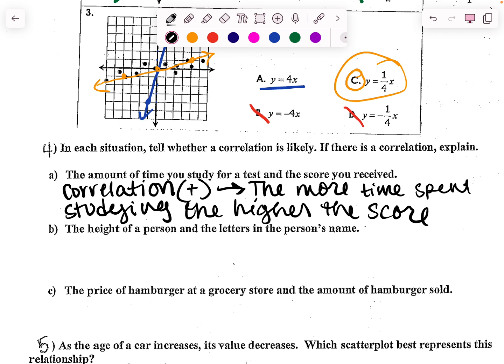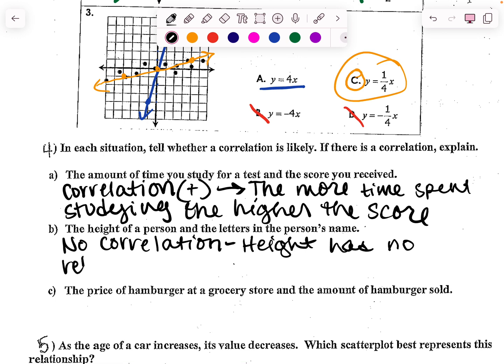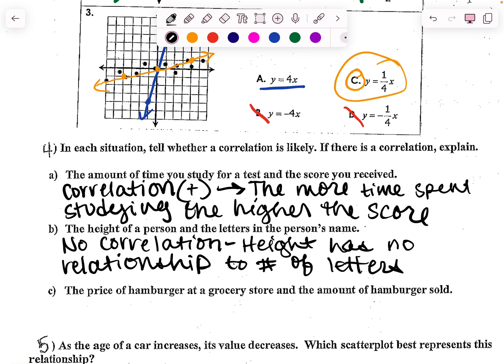Okay, the height of a person and the letters in a person's name. We would say no correlation. That's because height has no relationship to the number of letters. Okay, that's not going to be any prediction. Now, age and height, there'd be a prediction, right? But not height and letters of the name.